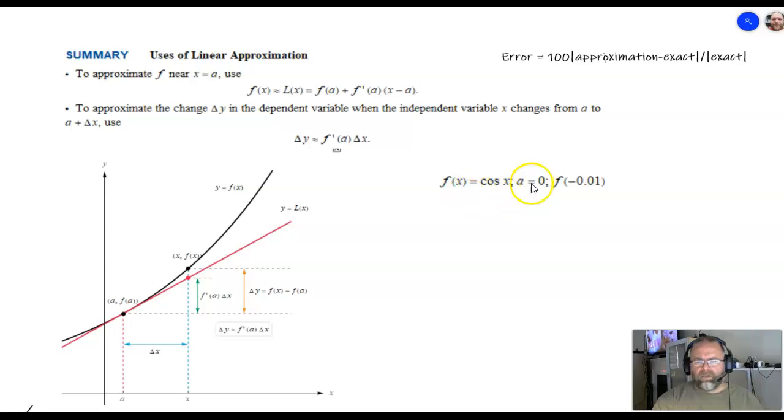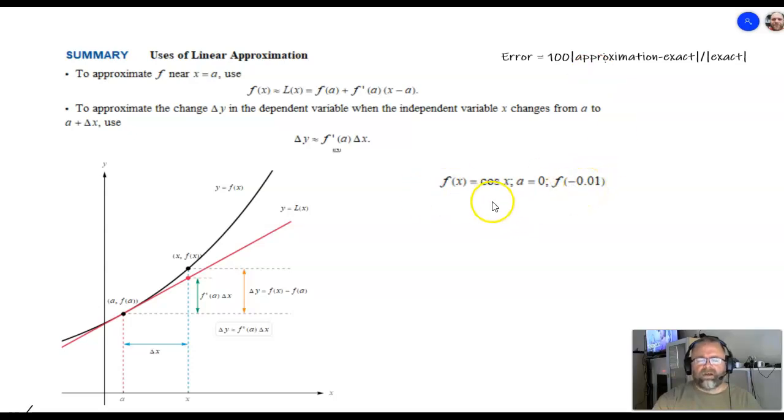Okay, now we're going to use this linear approximation equation in order to approximate the value of the cosine of negative 0.01. And we're going to use the a value of 0 to get something that's hopefully pretty close. And then we are going to calculate the error. That's basically the percent difference from the approximation we got to what the actual value is, and we'll use our calculator for the actual value.